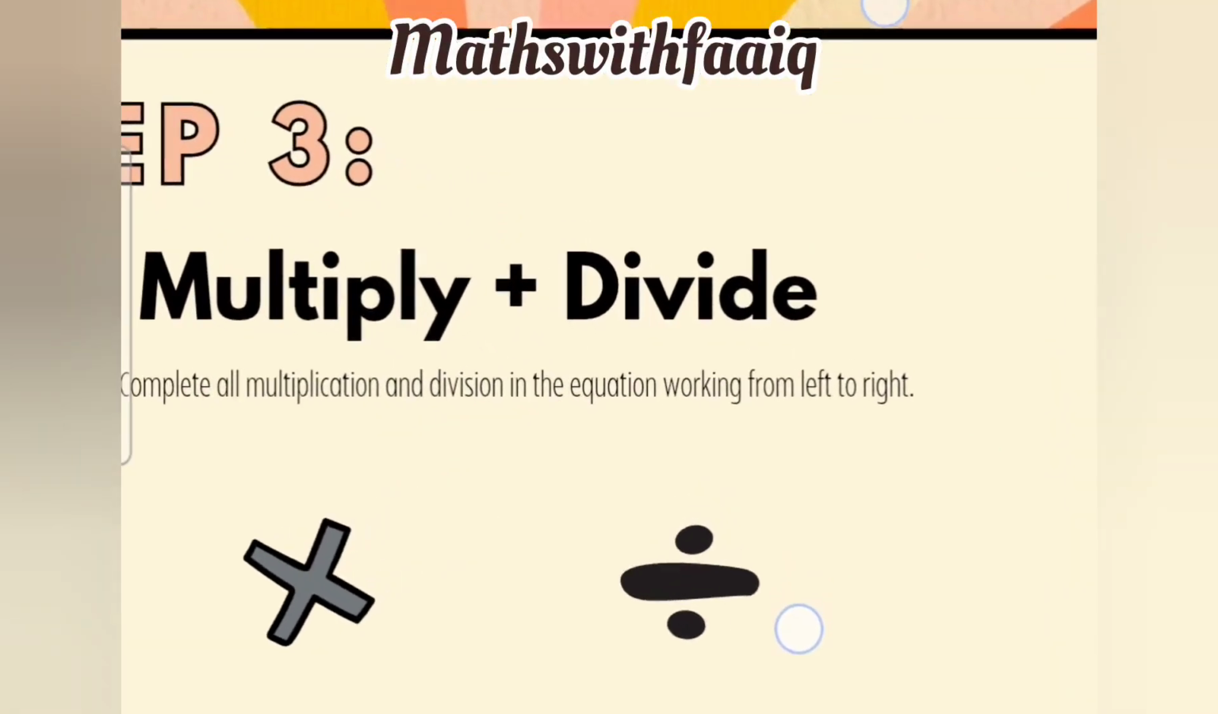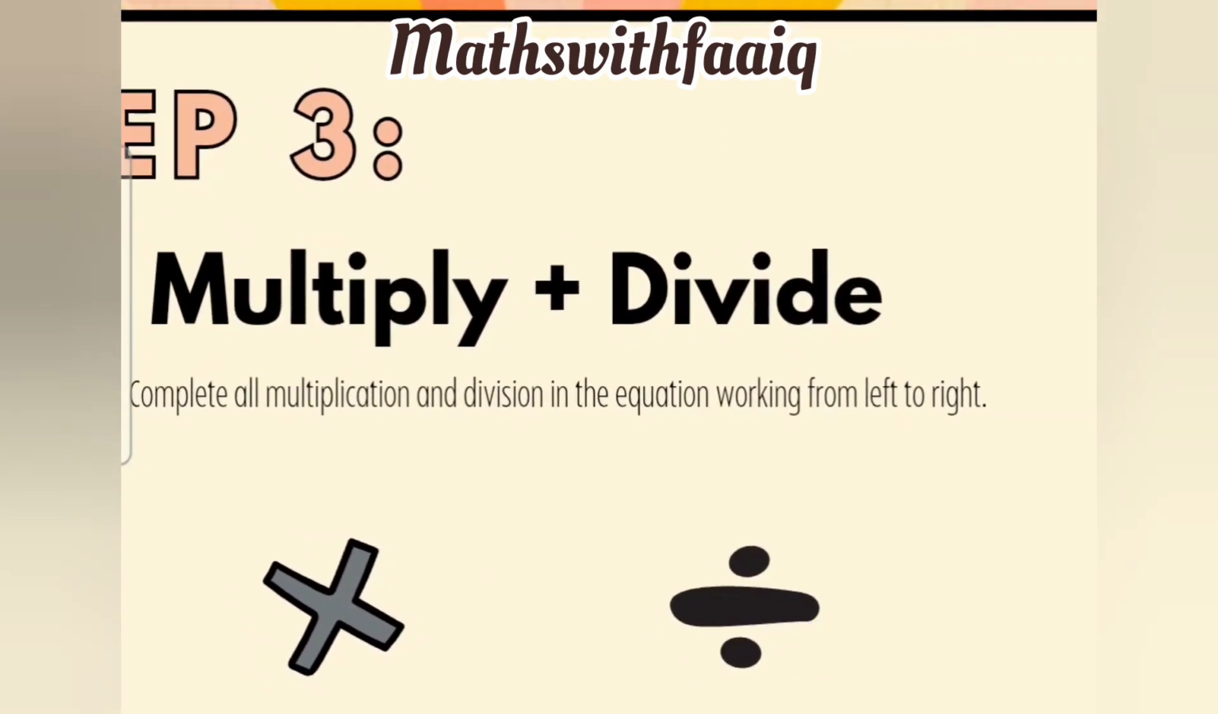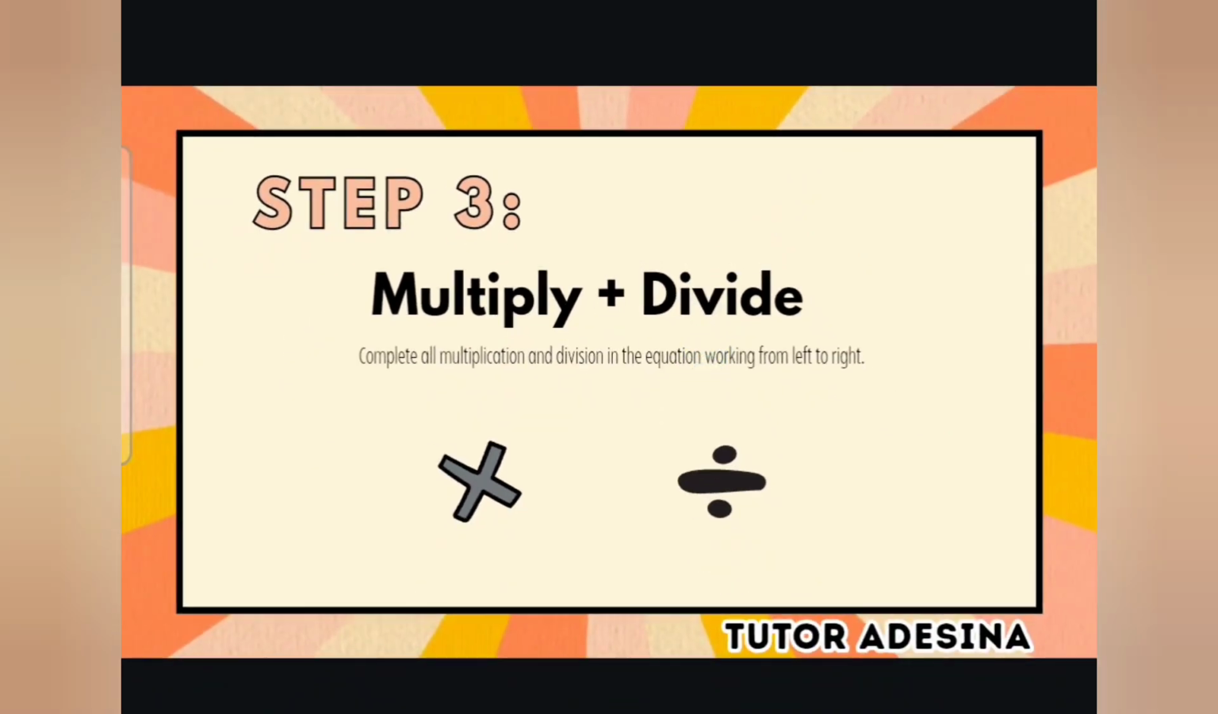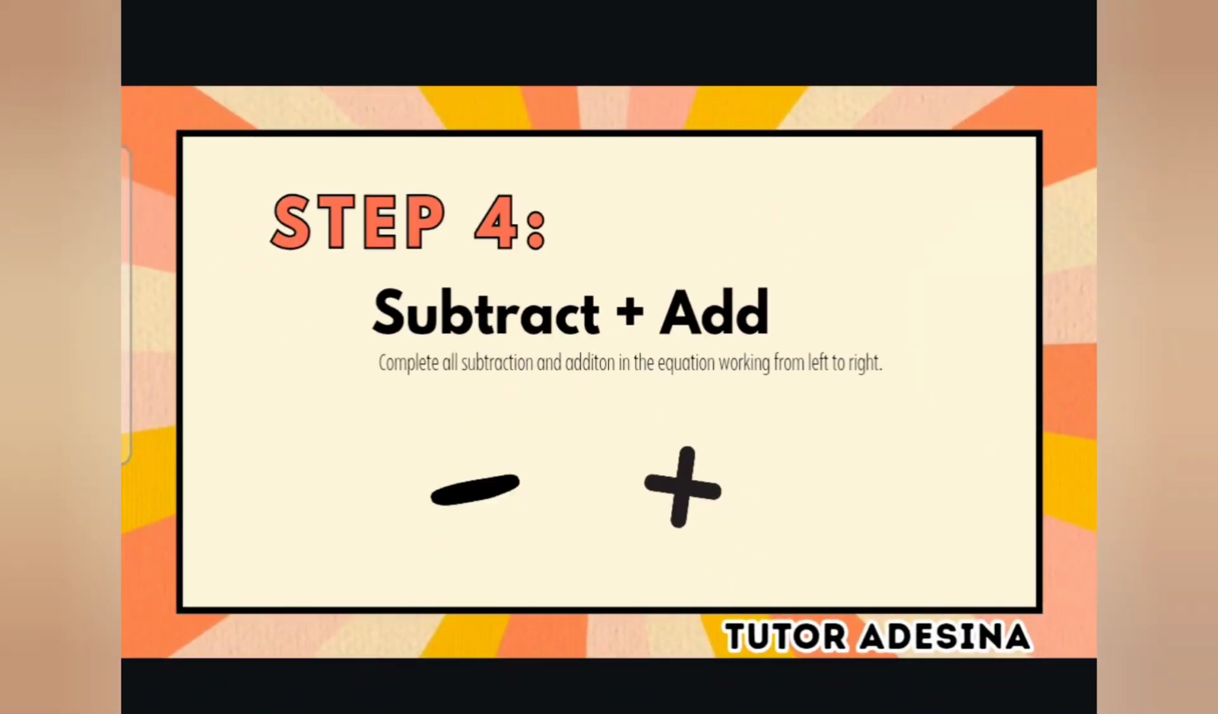So for multiplication and division, there is no particular order of solving it. You can divide before you multiply, and you can multiply before you divide. Just make sure you are working from left to right. So the next one is subtraction and addition.